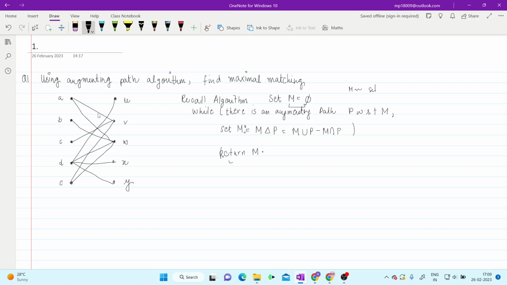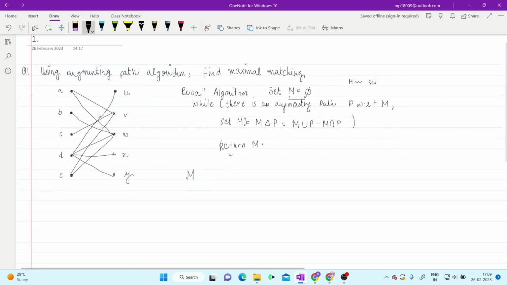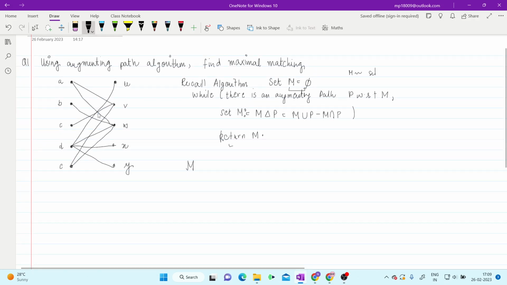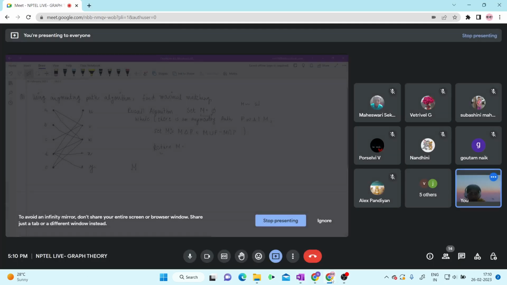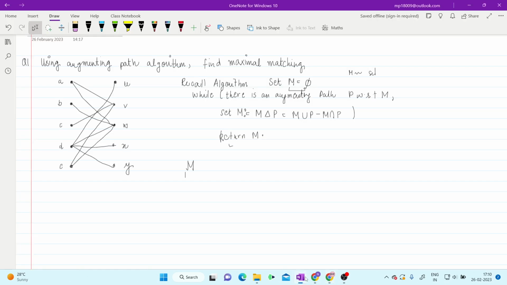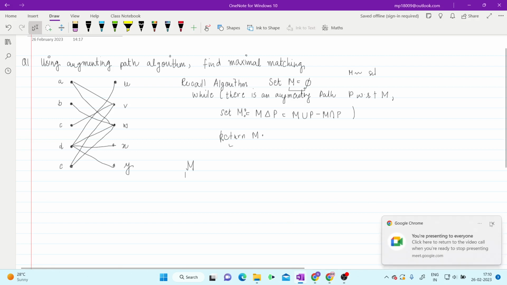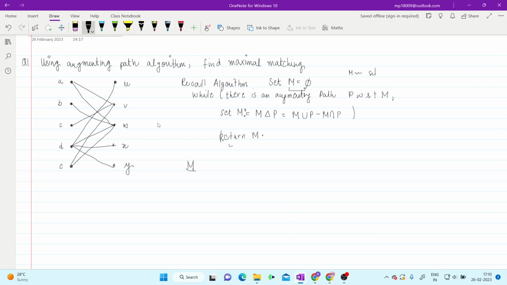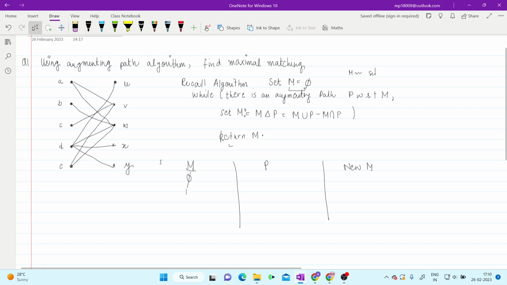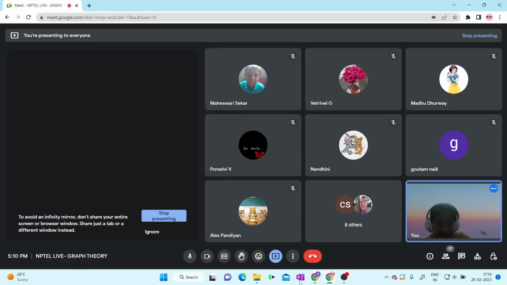Now let's try to find the maximal matching. We want to find the maximal matching for this graph using the augmenting path algorithm. I am writing down M, then the augmenting path, and then the new M. First we have to start with an empty set. Can anyone give an augmenting path with respect to the empty set?